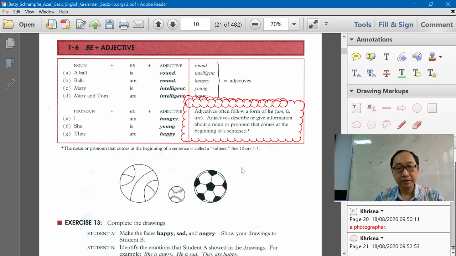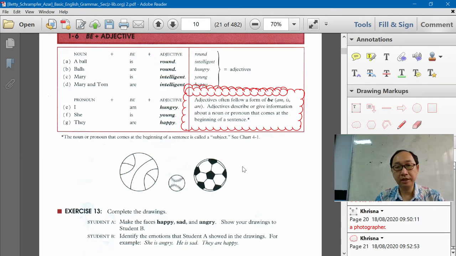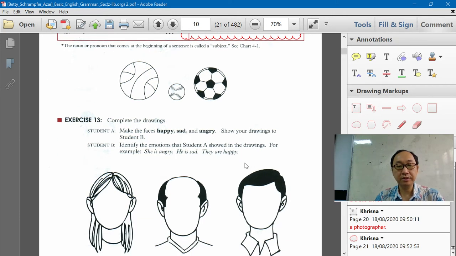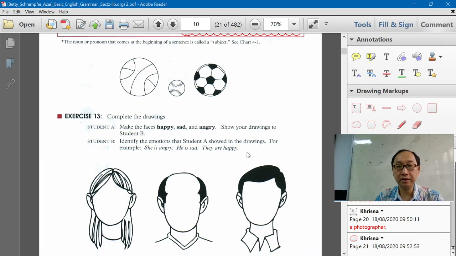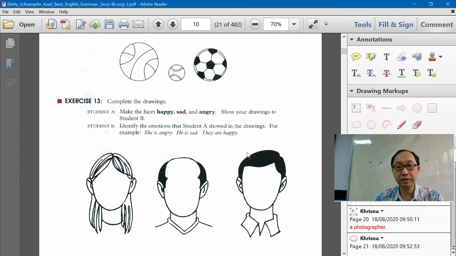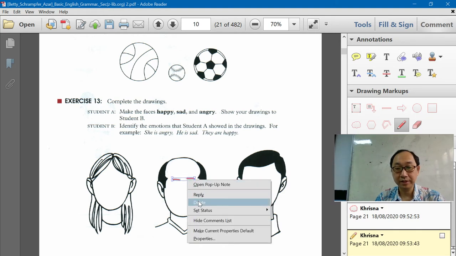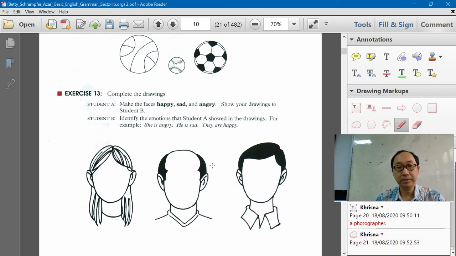Okay, so let's continue and have an exercise about this. Complete the drawings. Make the faces happy, sad, and angry. Show your drawing to student B. She is angry, he is sad, they are happy, and something like that. For example, like happy, sad. Okay, I'm not very good at this, so let's just pass this one.